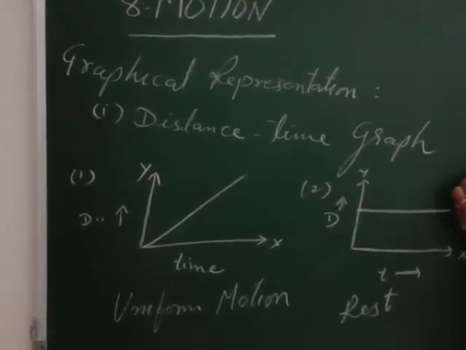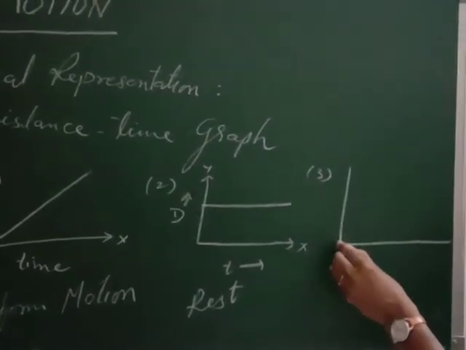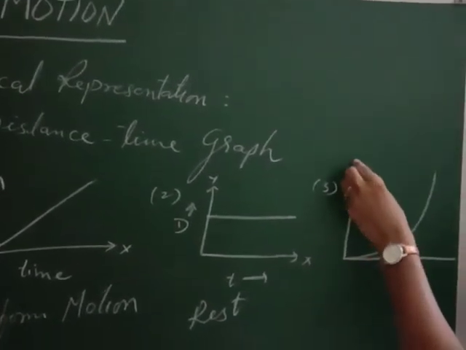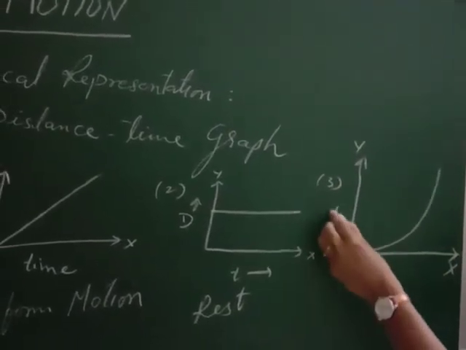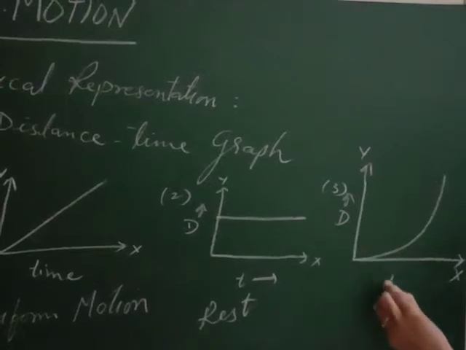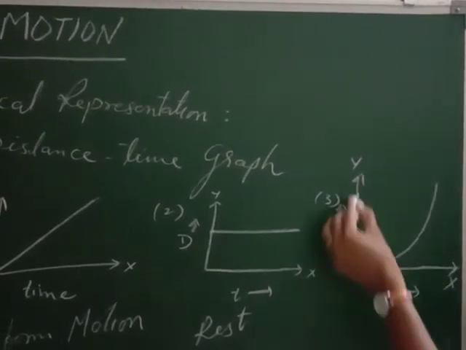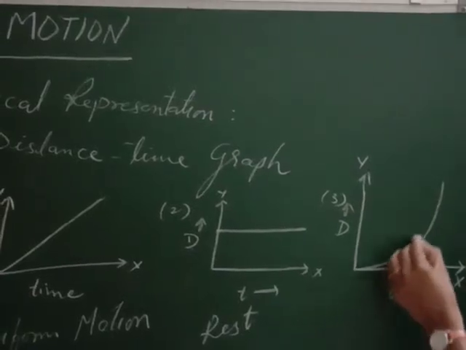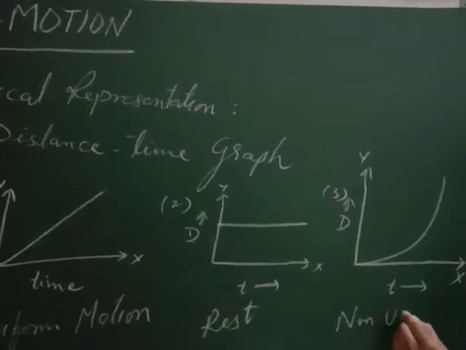And the third is, if the graph is like this, it's a curve. Y-axis, x-axis, distance, and this is time. If this represents time, this represents distance, and you are getting this type of curve, then it is non-uniform motion.